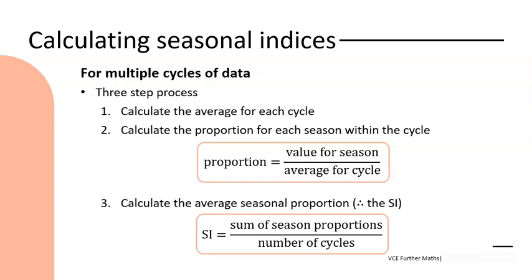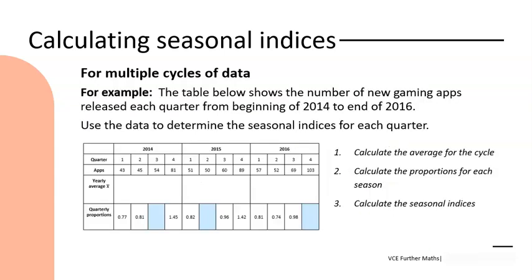So let's have a look at an example now. The data we're using this time, shown in the table below, is the number of new gaming apps released each quarter from the beginning of 2014 to the end of 2016. So we want to use the data to determine the seasonal indices for each quarter.